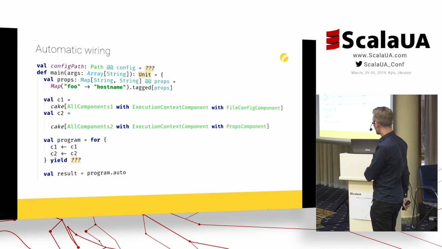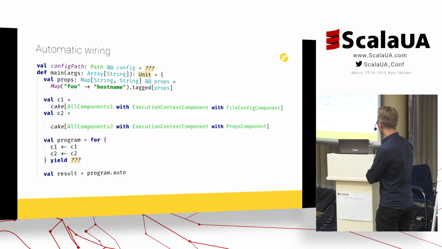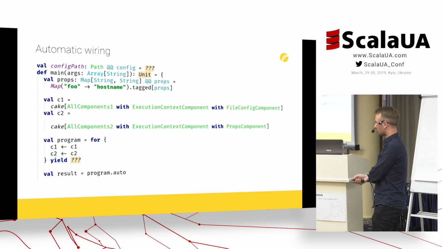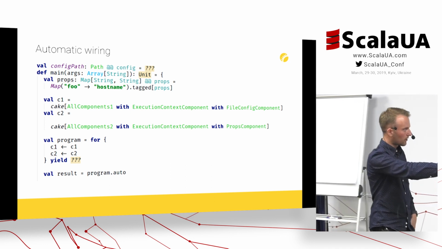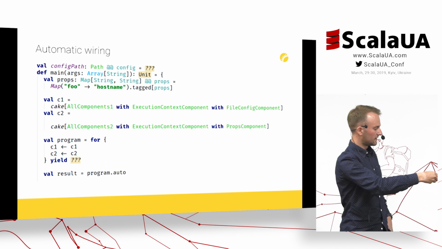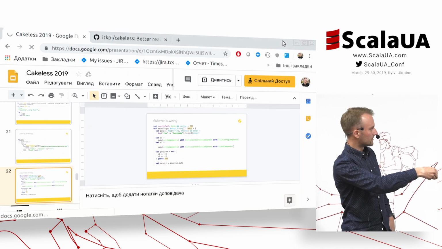Additionally, Cakeless provides automatic wiring. What does it mean? It's like Macwire does. For instance, having the same cakes, the same program, and actually the dependency type.